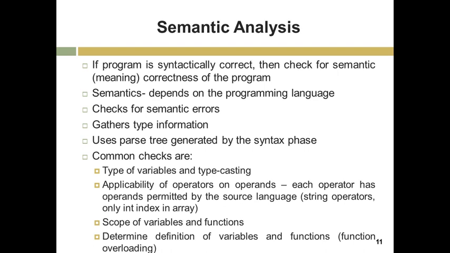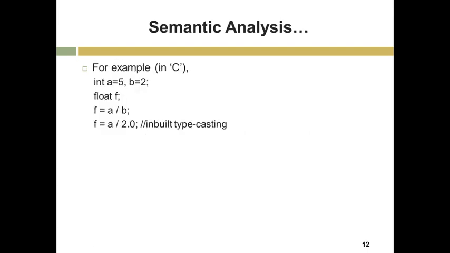First, it checks the types of variables and performs typecasting. For that I have taken one example. In C language, if I write int a equal to 5, b equal to 2, float f, and if I write f equal to a divided by b, both of them are integers, so a divided by b will result in 2. On the left hand side we have a float variable, and hence this result 2 will be converted into 2.000 implicitly. So the semantic analysis phase will perform this implicit typecasting.